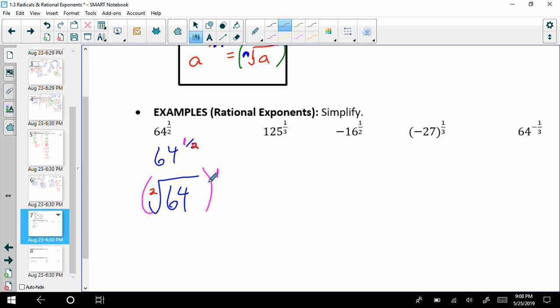Is 64 a perfect square? Yes, the square root of 64 is 8. And then it's raised to the first power. Well, that's still 8. So this answer is 8. 64 to the 1/2 is the same thing as square root 64. So 8. The next one, 125 to the 1/3 power. Let's rewrite it in radical form.